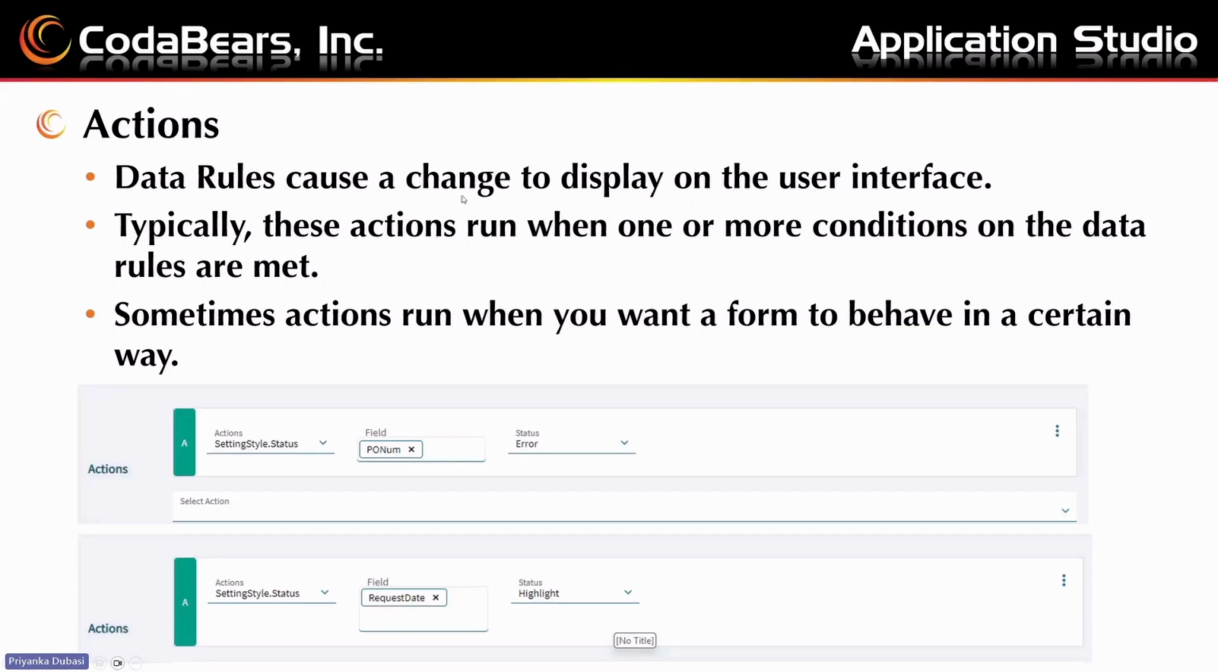Data rules can do different things. A couple of them are that you can change the status of a field, like in the screenshot I put in. Error just means it will come up in a red color. Highlight is, I think, blue. Now these are again similar to what we had done in our classic screens. It's just that the way that we would do it would be slightly different.